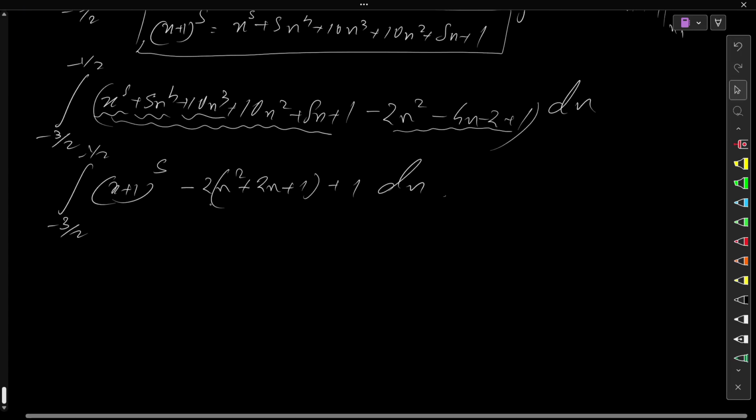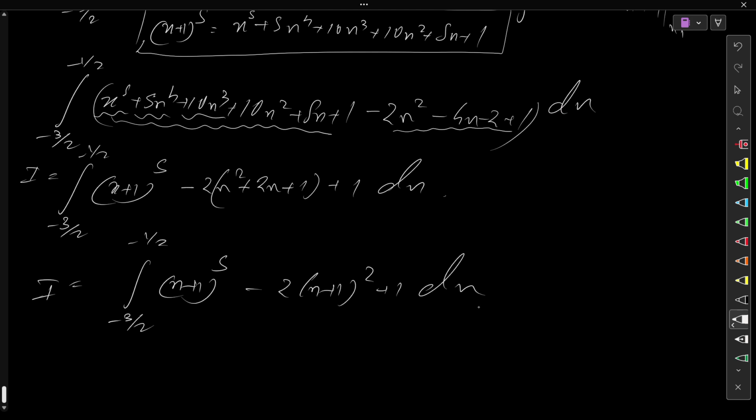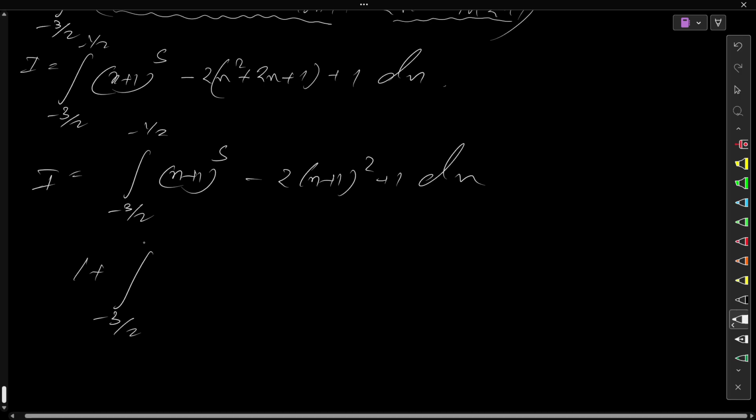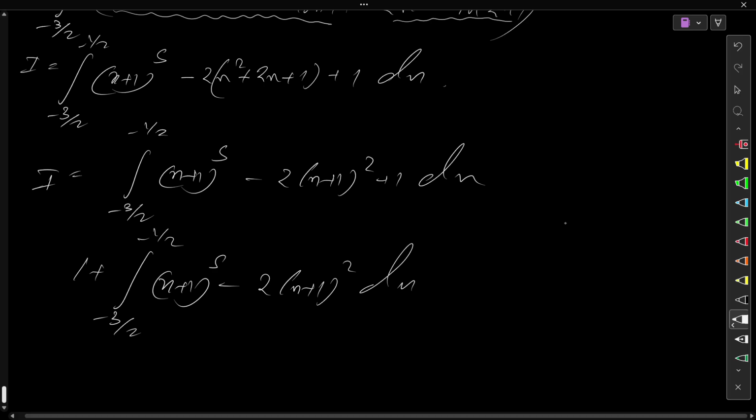So from here I can see that this could be written as I equals the integral from minus 3 by 2 to minus half of (x plus 1) whole to the power of 5 minus 2(x plus 1) whole square plus 1, dx. Now this could be directly evaluated as minus half plus 3 by 2, that is 1, plus the integral from minus 3 by 2 to minus half of (x plus 1) to the power of 5 minus 2(x plus 1) whole square, dx.